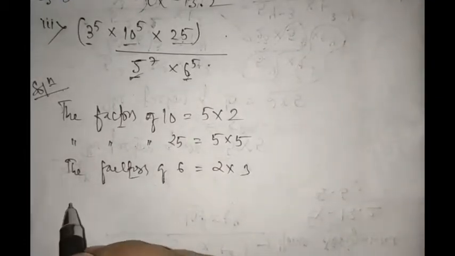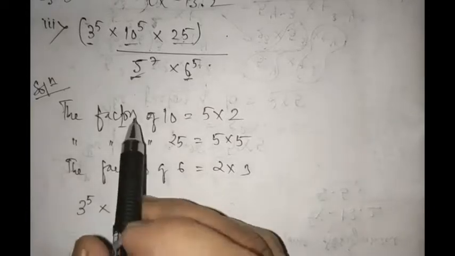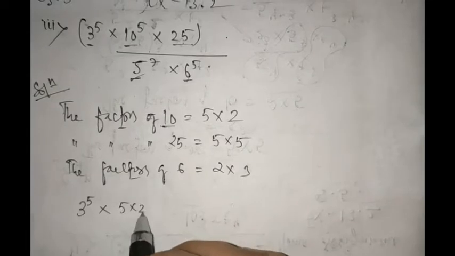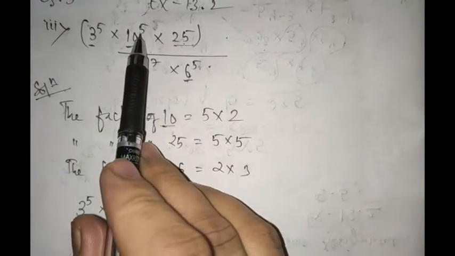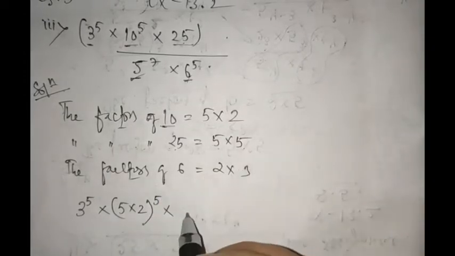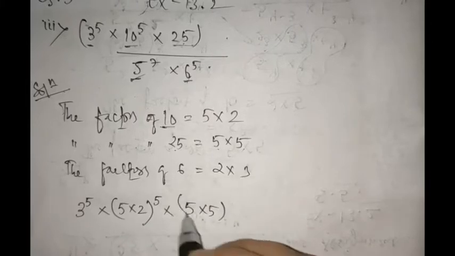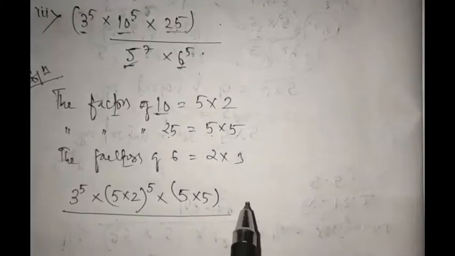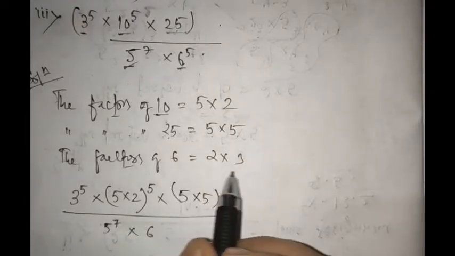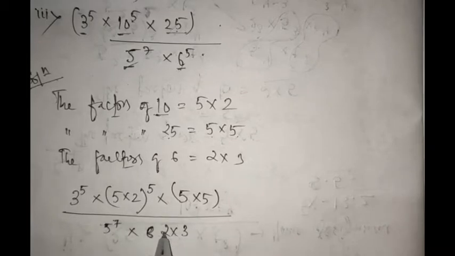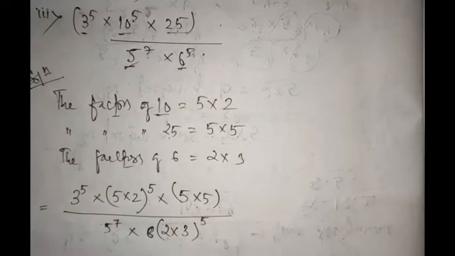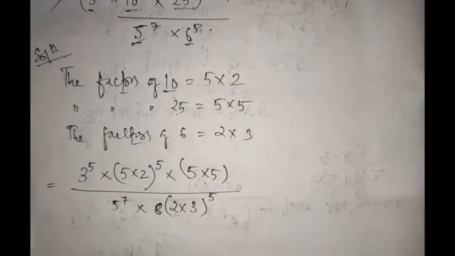Okay, so what you are going to write: 3 to the power 5 into, in place of 10 to the power 10, you'll write (5 into 2). You'll put the bracket, whatever the exponents you have, you are going to write now. Then 25 will be written as (5 into 5), put the bracket, then divided sign. 5 to the power 7 into 6 to the power 5 can be written as (2 into 3) bracket. What exponent does it have? 5. So you'll put it over here. Okay, so I hope this is not a big problem.